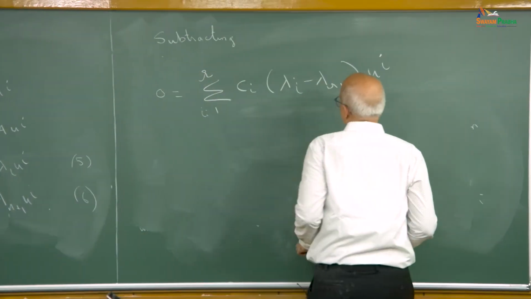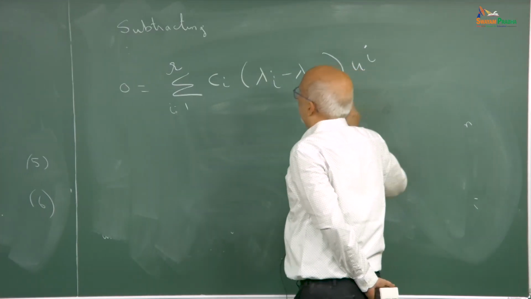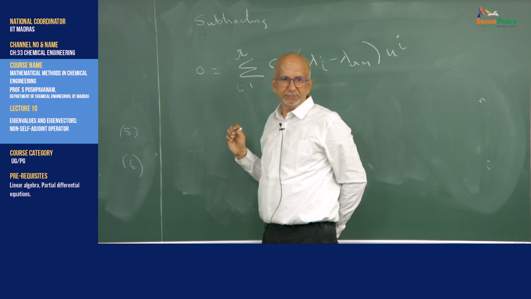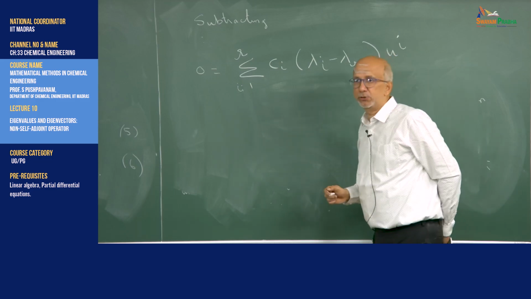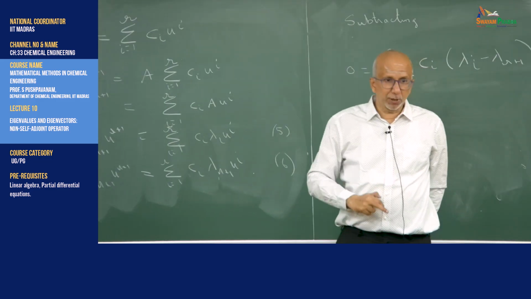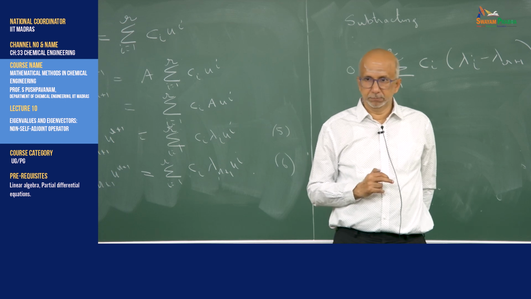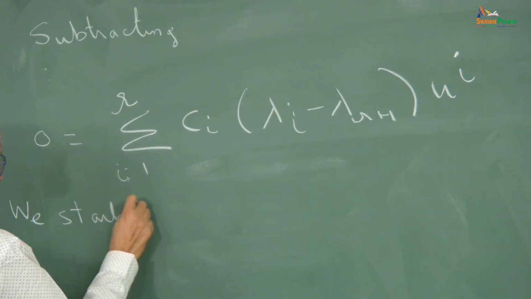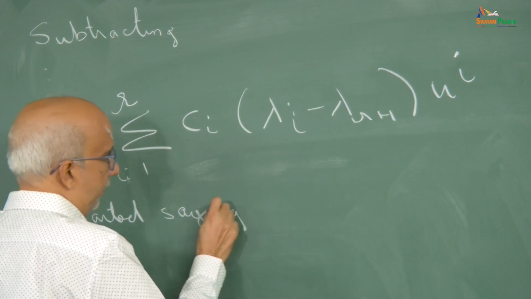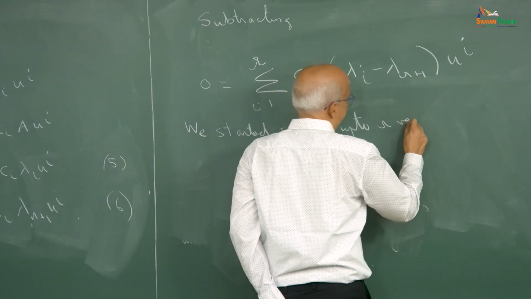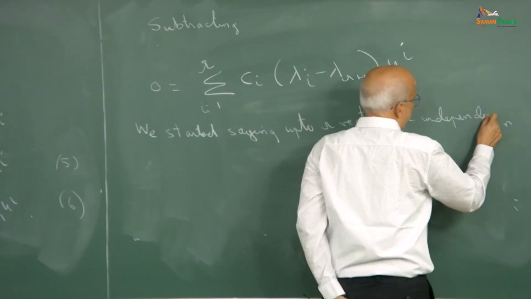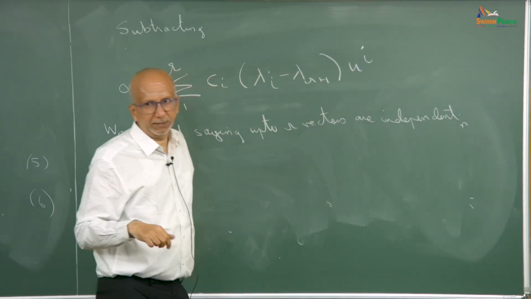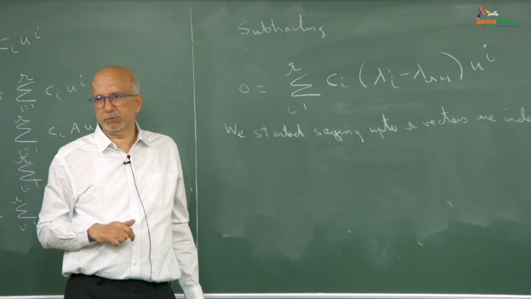So I have 0 equal to this linear combination. This is my linear relationship. Go back again to what we discussed. What did we assume to begin with? That the u1 up to ur are independent. Up to r we started saying the vectors are independent, and we wrote the other one, r plus 1, in terms of these r.